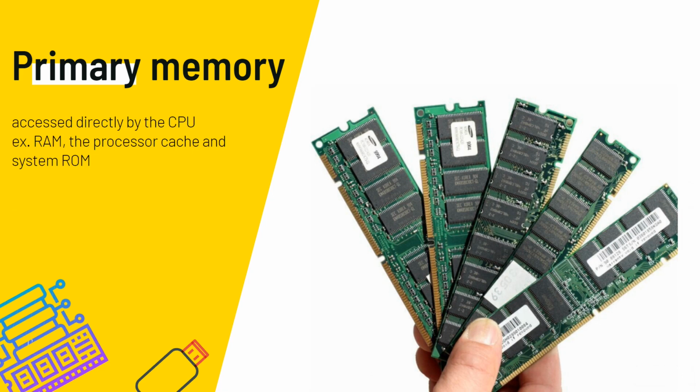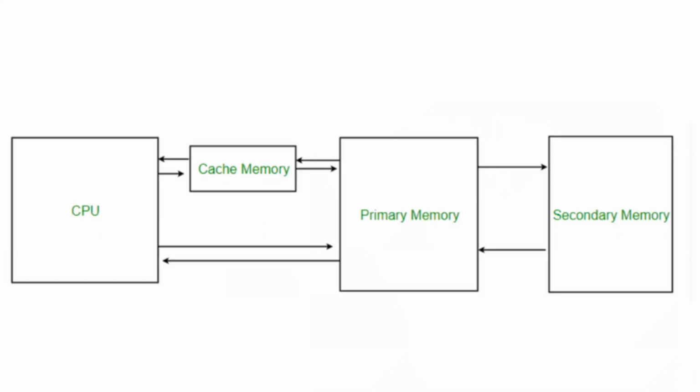Let's understand it with this diagram. See here, the cache memory is directly accessible by the CPU, so it is the fastest memory. Whereas the primary memory is slower than the cache memory and faster than the secondary memory, and the secondary memory is slower than both the cache memory and the primary memory because it is not directly accessible by the CPU.